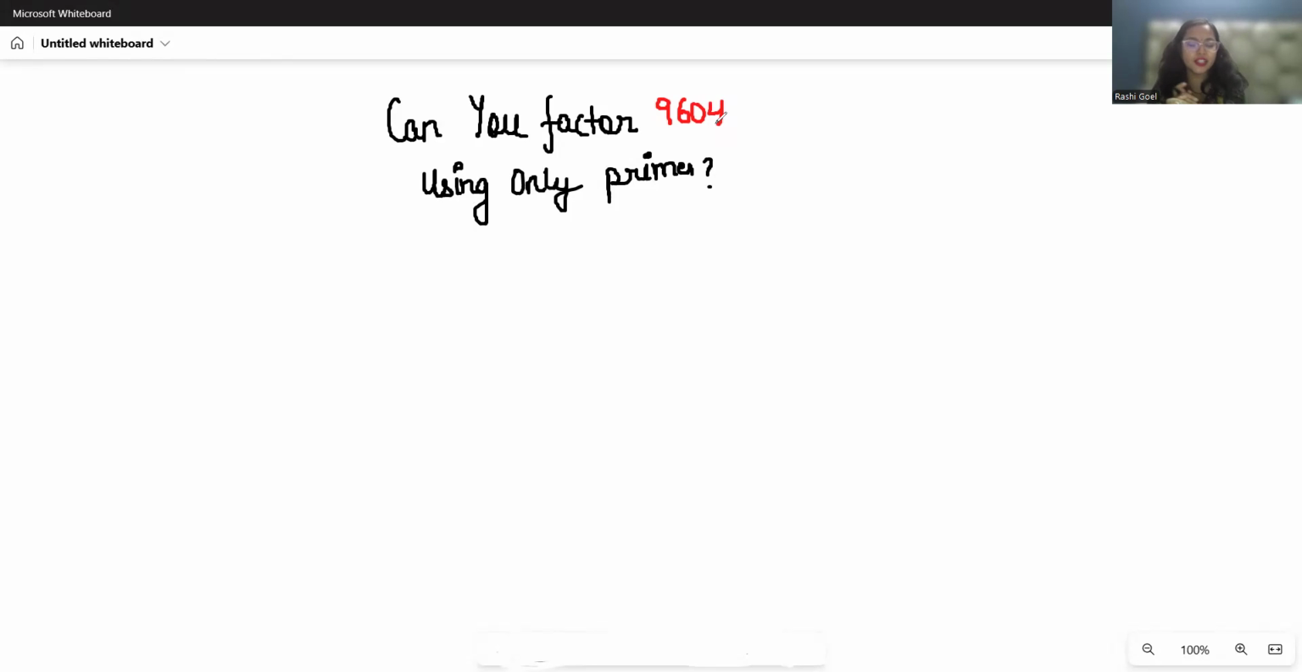Hey number ninjas, today we are going to break down 9604 using the prime factorization division method. So don't let the big number scare you. We will crack it step by step. So let's dive in. It's an even number.